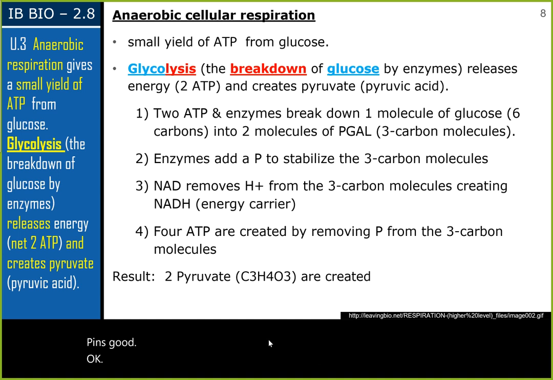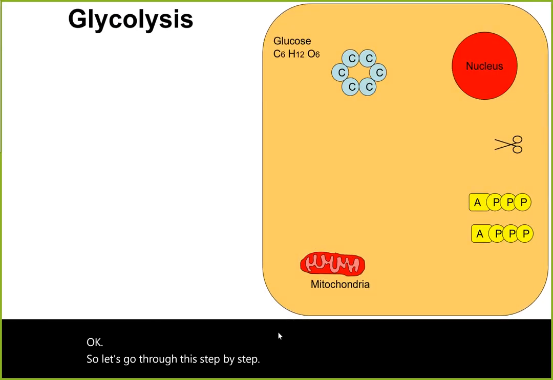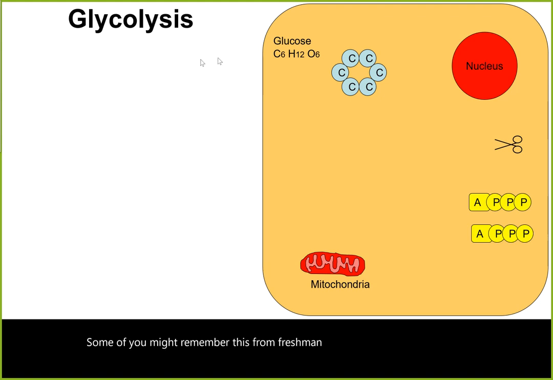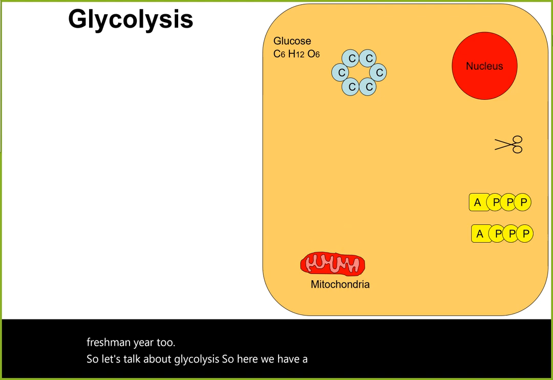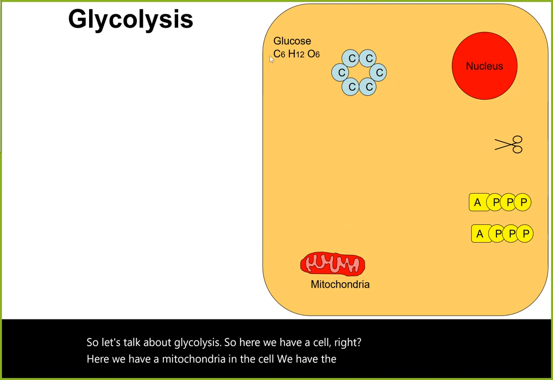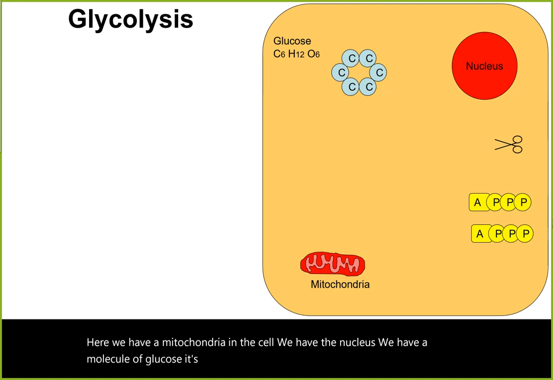So let's go through this step by step. Some of you might remember this from freshman year because we did this freshman year too. So let's talk about glycolysis. So here we have a cell, right? Here we have a mitochondria in the cell. We have the nucleus. We have a molecule of glucose. It's got 6 carbon rings. And we have 2 molecules of ATP.